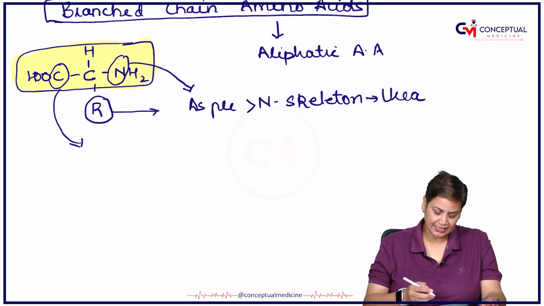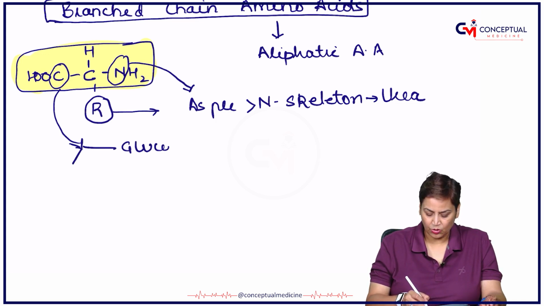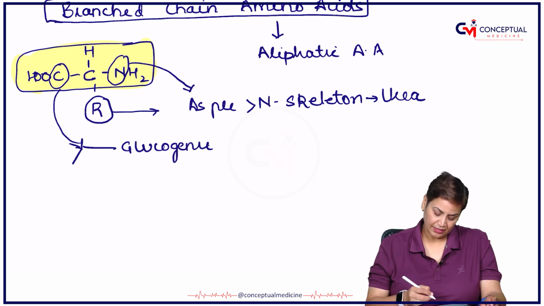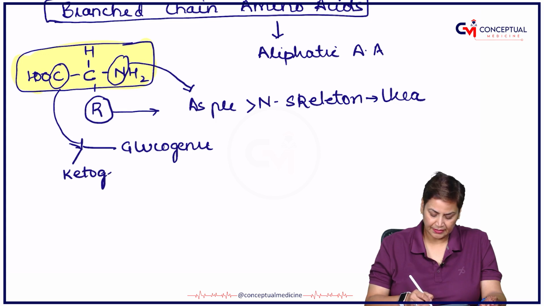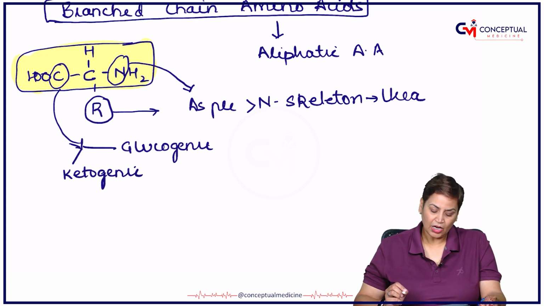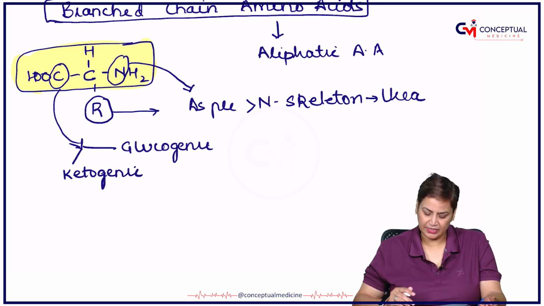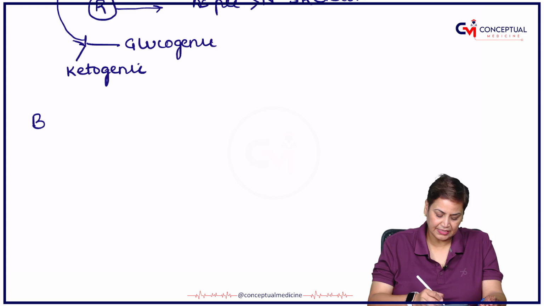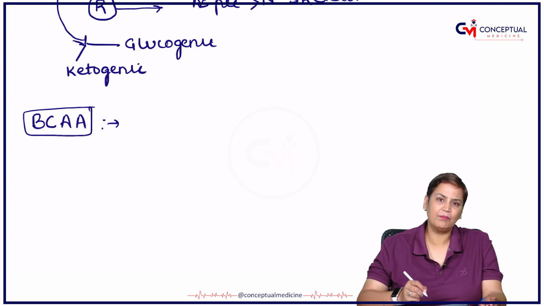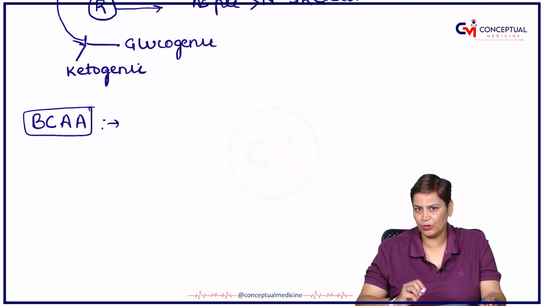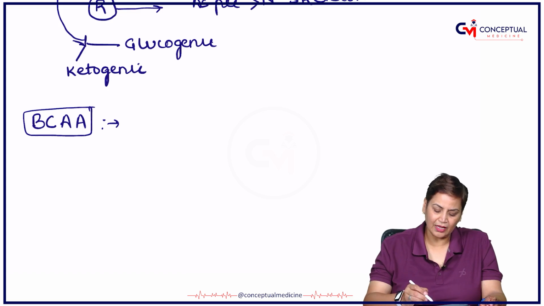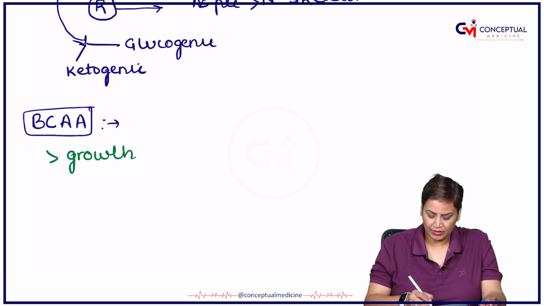And if we talk about the C skeleton, C will give rise to either glucose, so they will be glucogenic, or acetyl coenzyme A, so that they must be ketogenic. Now coming over to the branched chain amino acids, commonly we call them BCAA. And BCAA play a very important role. If we talk about the function of branched chain amino acids, they play a very important role in the growth and the development of the child. Growth and development.